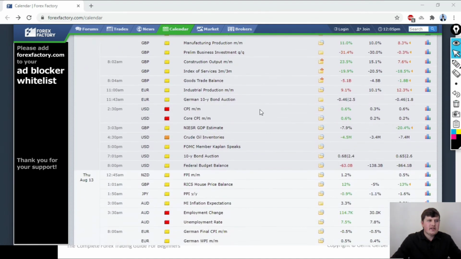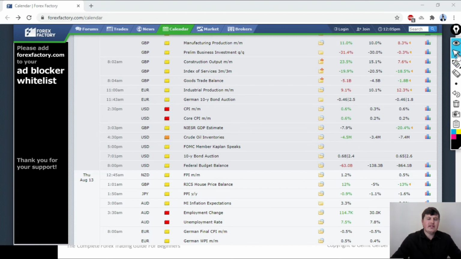And here is the CPI for the US dollar, and it's also an important news event to be aware of. And as you can see, the actual was better than the forecast, so the US dollar was likely to increase in strength after this news announcement was released.